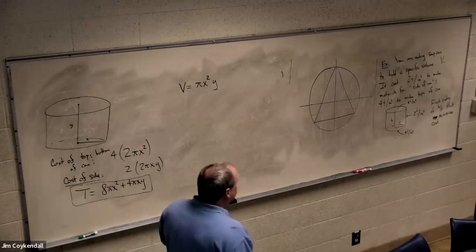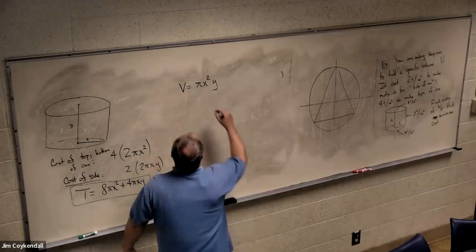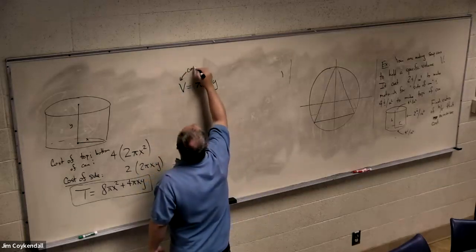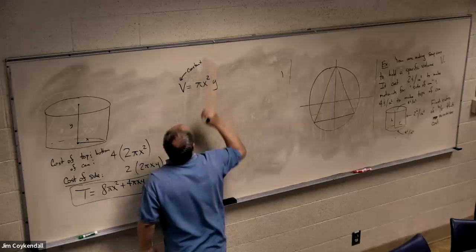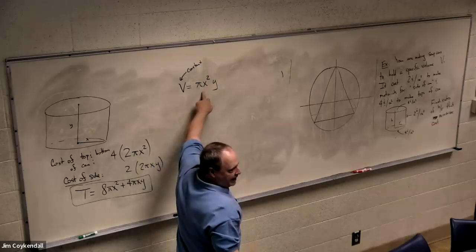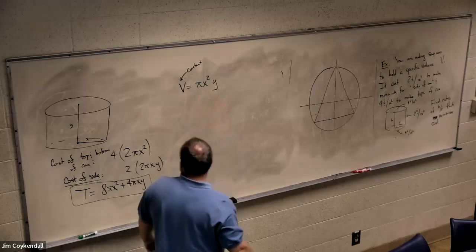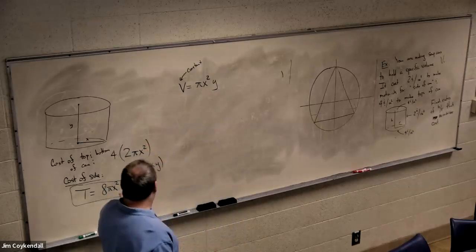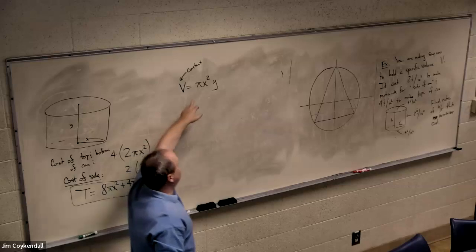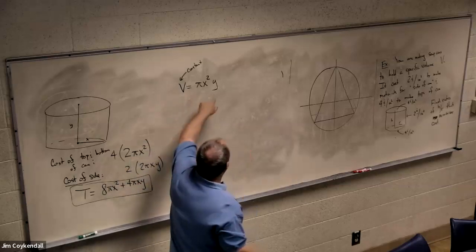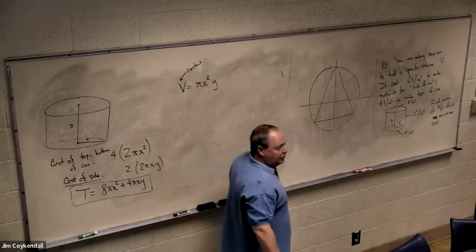Now, remember, the volume V is constant. This is just a number. So of course, when you make x big, you have to make y small. You make x small, you make y bigger. So now, look at this equation. I'm either going to solve it for x and shove it in there, or solve it for y and shove it in there. Which one's better?